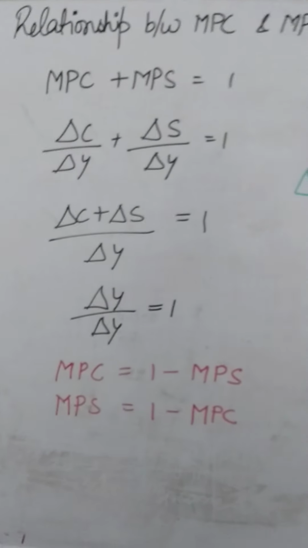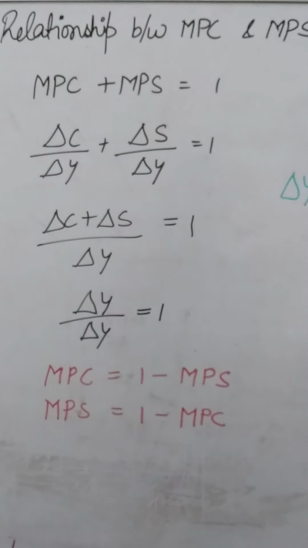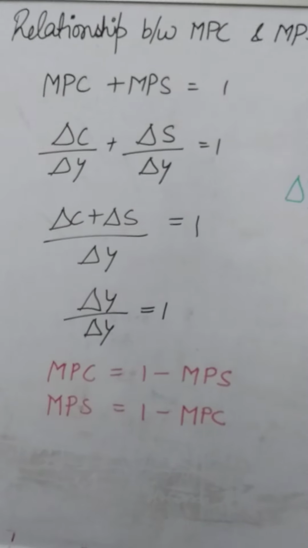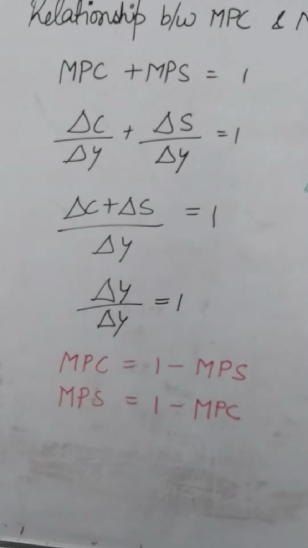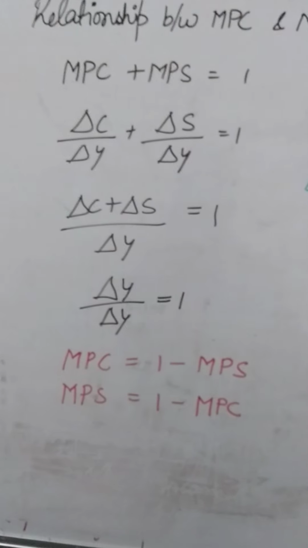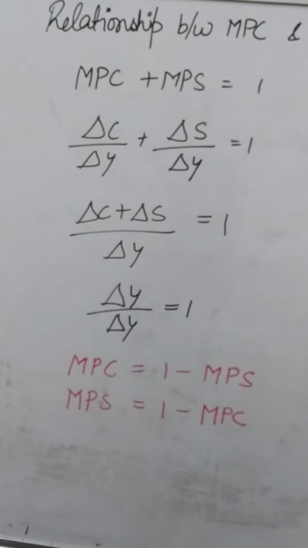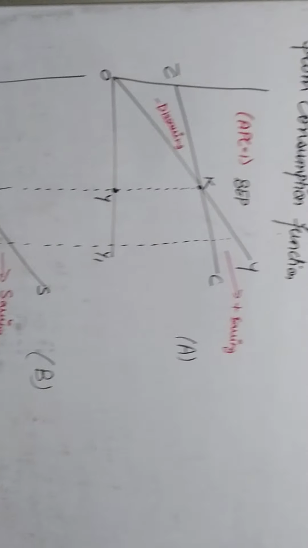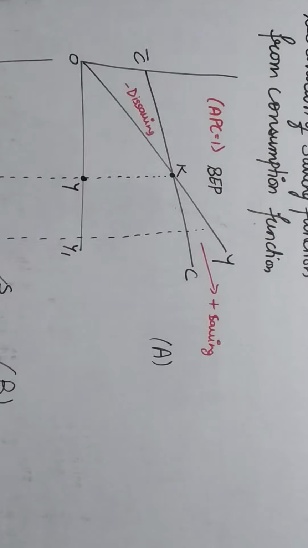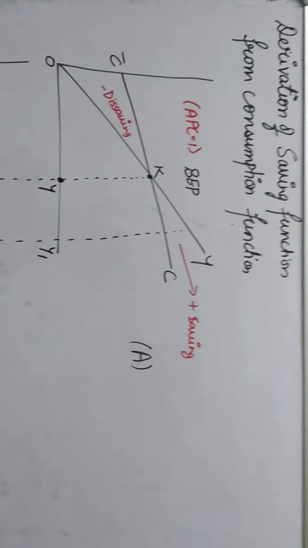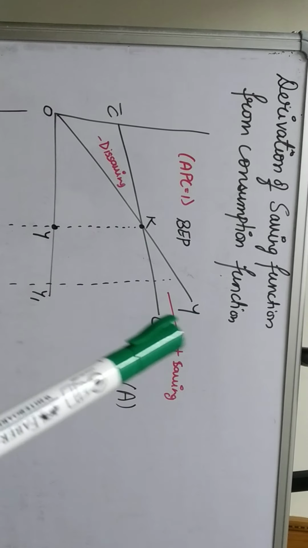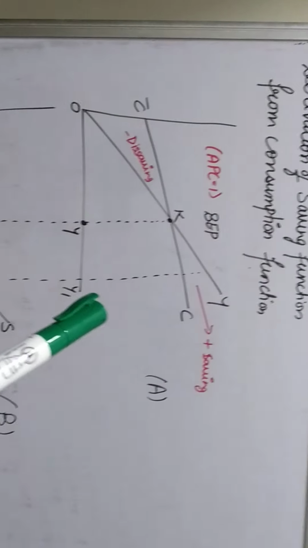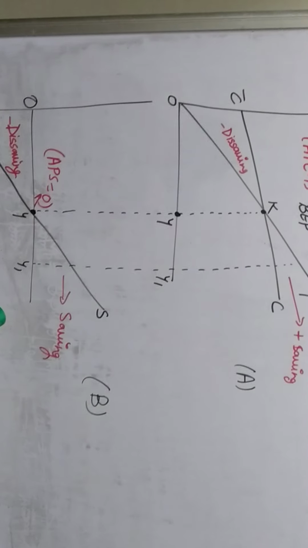Okay, so after this we will start the numericals of this chapter, but before that one question is there, and most of the time that question comes for 3 marks from this chapter. So let's start that question. This is a 3-mark question: derivation of a saving function from the consumption function. In the first part I have drawn the diagram of the consumption function, and after that you can see in the B part the saving function.